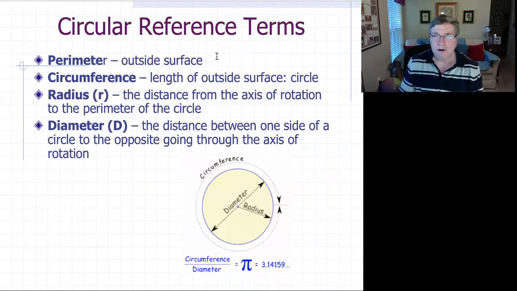Some basic terms I'm just going to spend a moment or two on. I know you guys know this. Perimeter is the outside surface of any object.